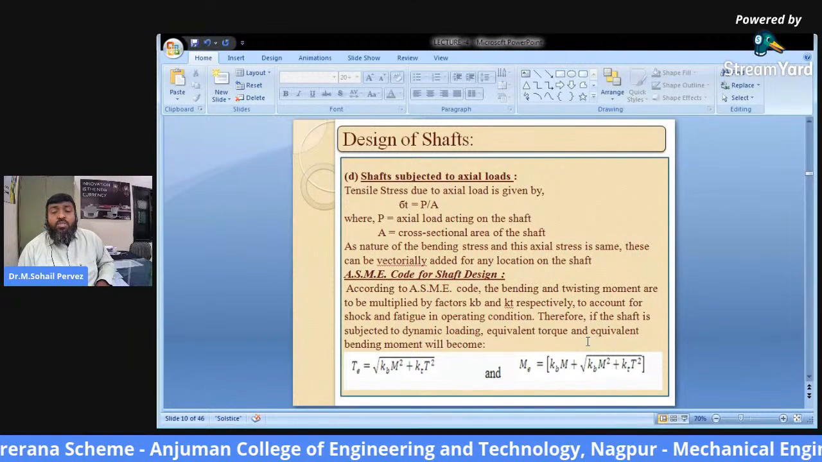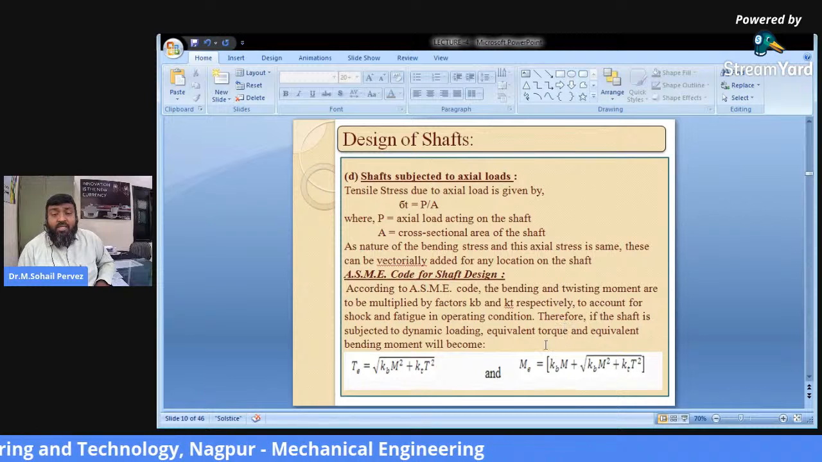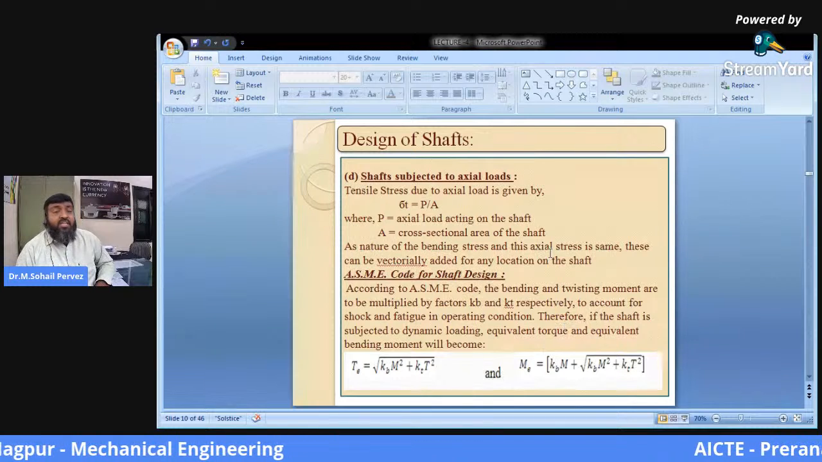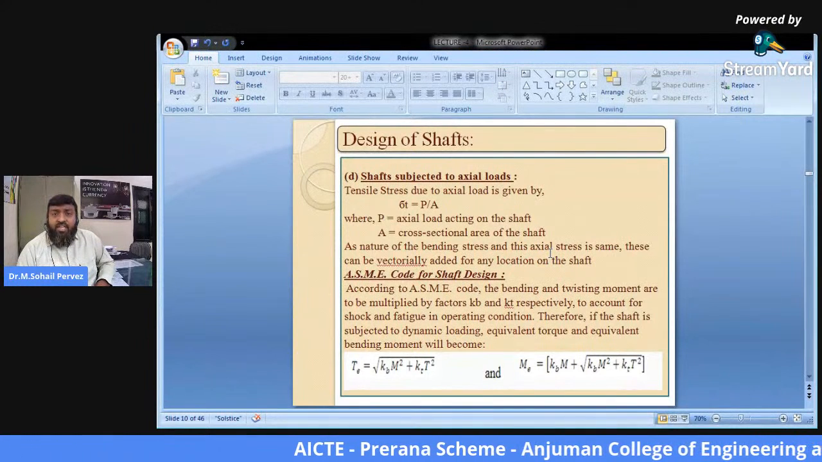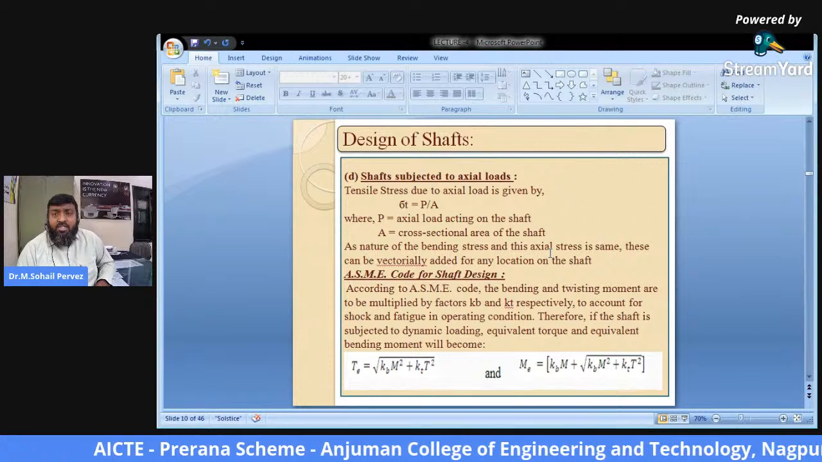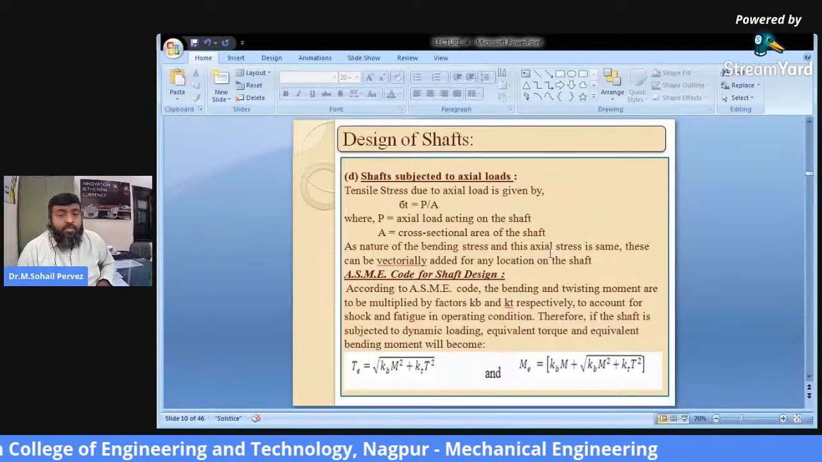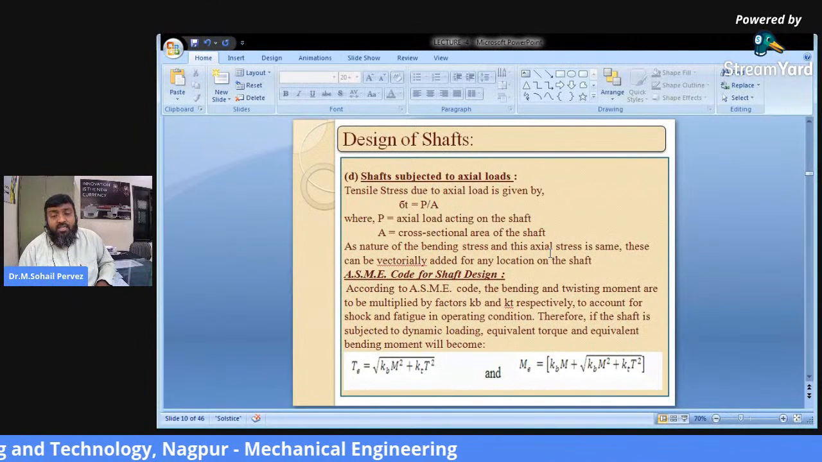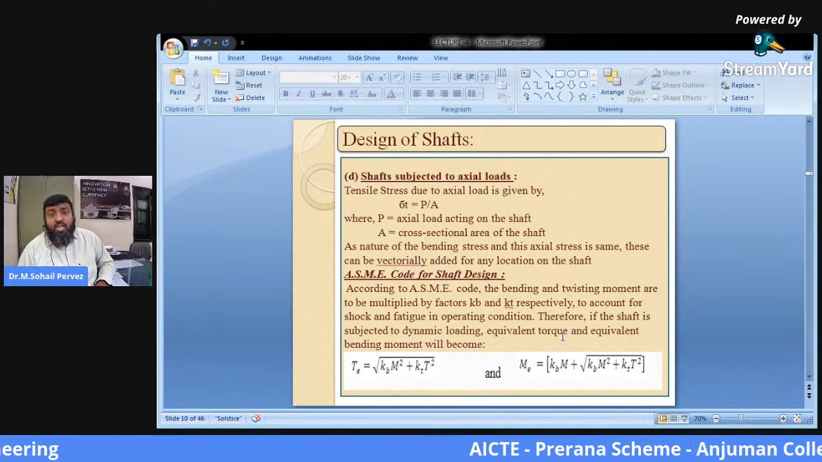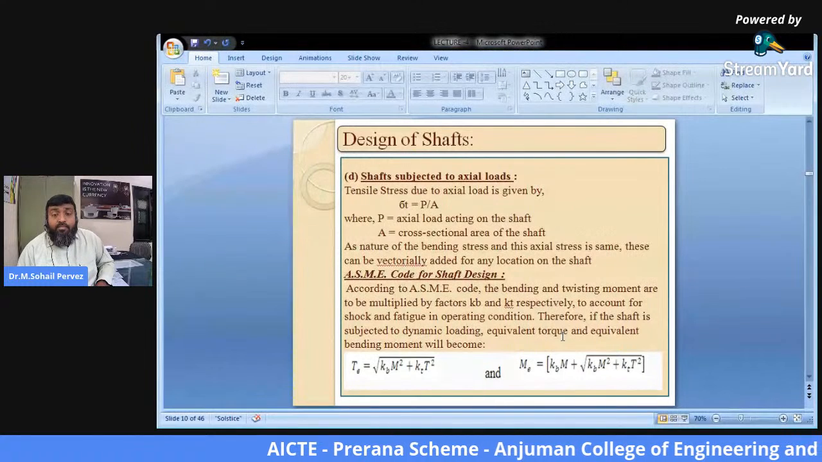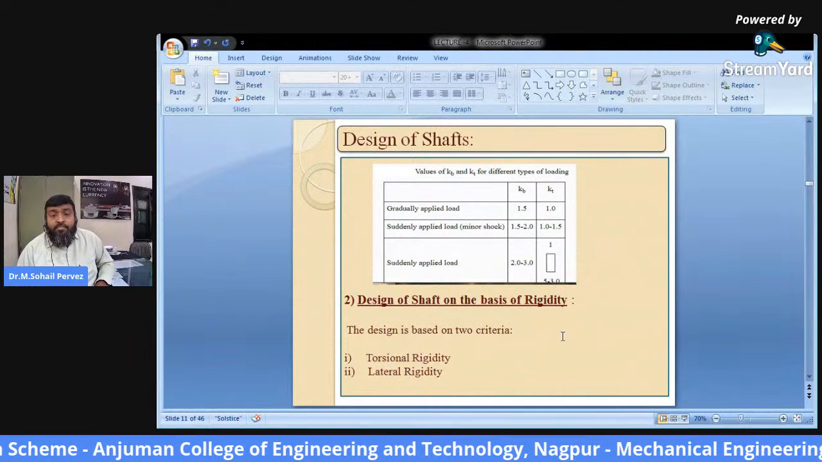Now, why do we use ASME code for the shaft design? Because it is considering both aspects, that is shock and fatigue. Shock will be there and fatigue will be there, because it is a continuous, repeated process wherein cyclic load will act on the shaft. So that's why KB and KT are the two important parameters that are to be used in solving the numericals, because it yields a satisfactory result, a safe design.